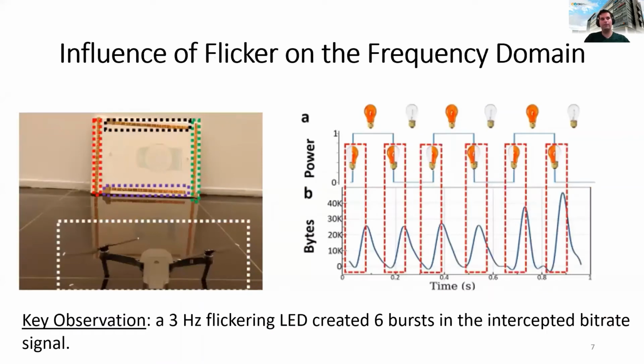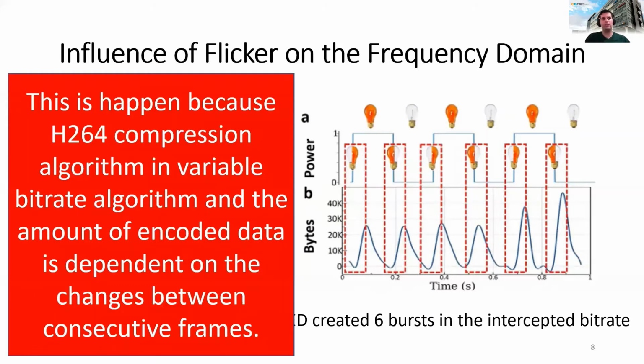However, we found that by placing a drone in front of an LED board and using the LED board as a flicker in a fixed frequency, we are able to create bursts in the time domain, which basically means you can influence the amount of data that is being sent by the drone to its operator. And you can see in here how a 3 Hz flickering LED created 6 bursts in the intercepted bitrate signal. And this has happened because the H.264 compression algorithm is a variable bitrate algorithm, and the amount of encoded data is dependent on the changes between consecutive frames.